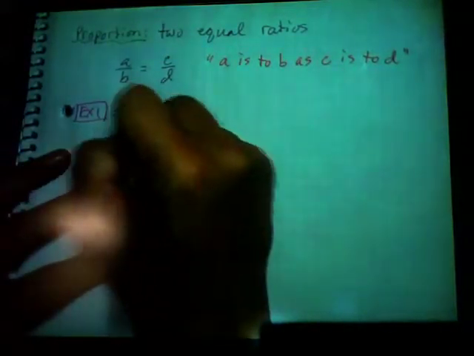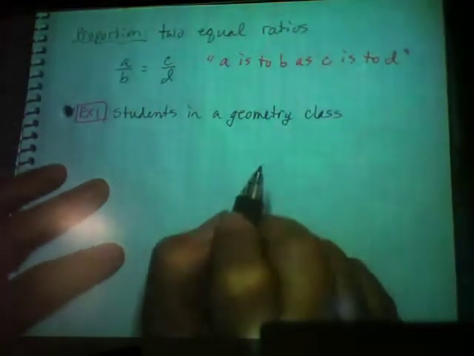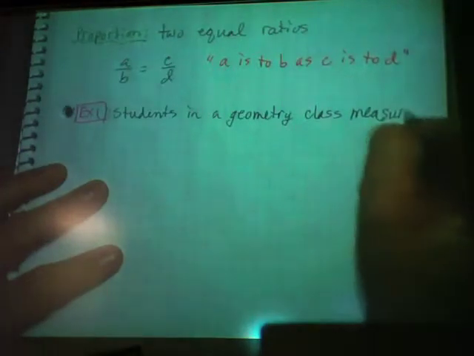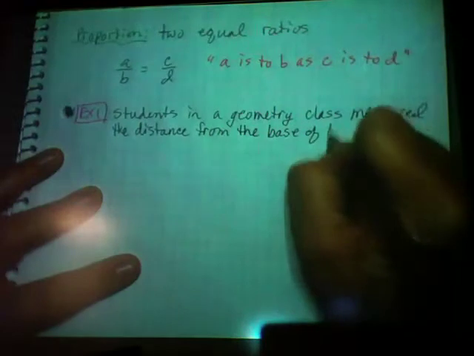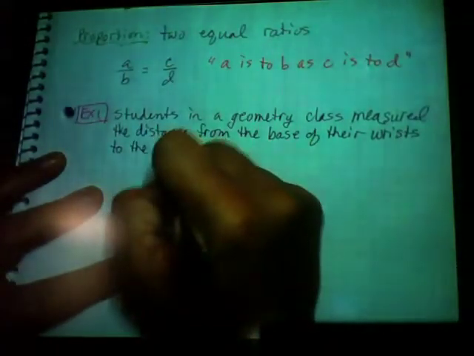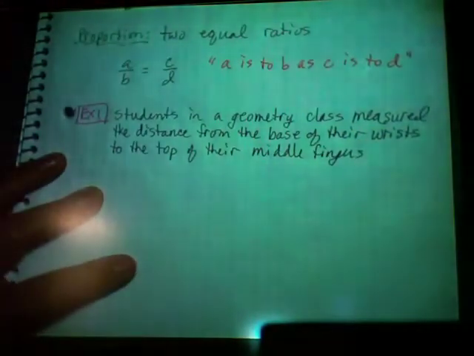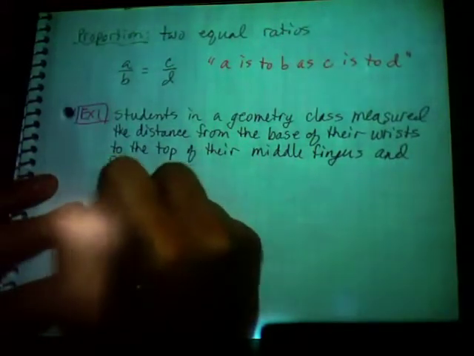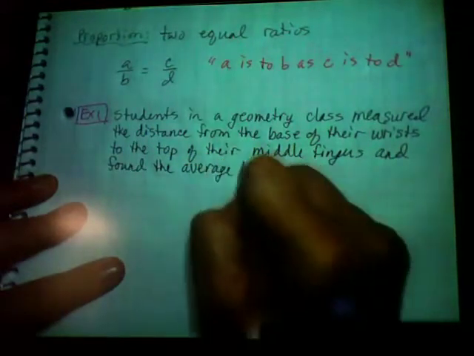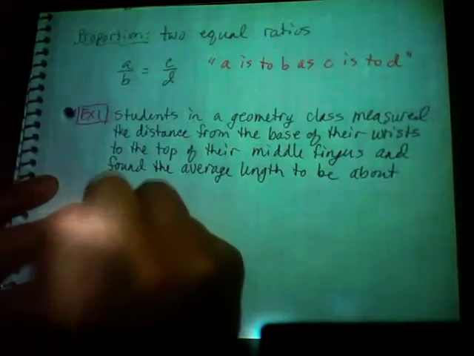Students in a geometry class measured the distance from the base of their wrists to the top of their middle fingers and found the average length to be about 15.9 centimeters.